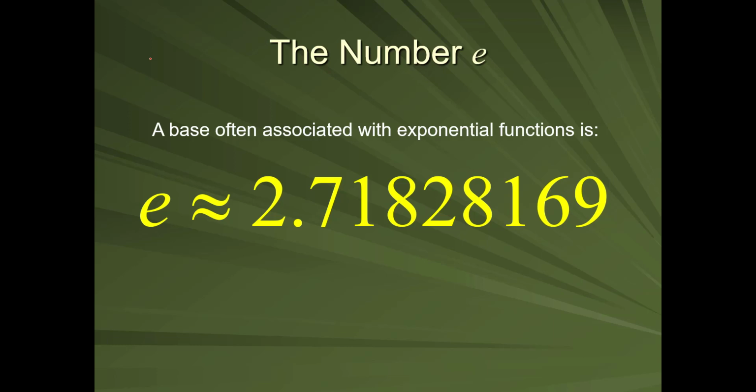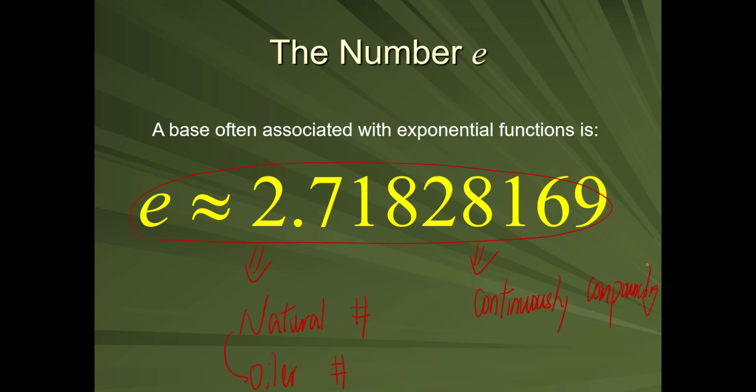Now, we're going to take a look at the natural number e. The number e is called the natural number. It's also called the Euler number. And e is approximately equal to 2.71828169. For anything with a continuous compounding nature, we're going to use the exponential function with base e.